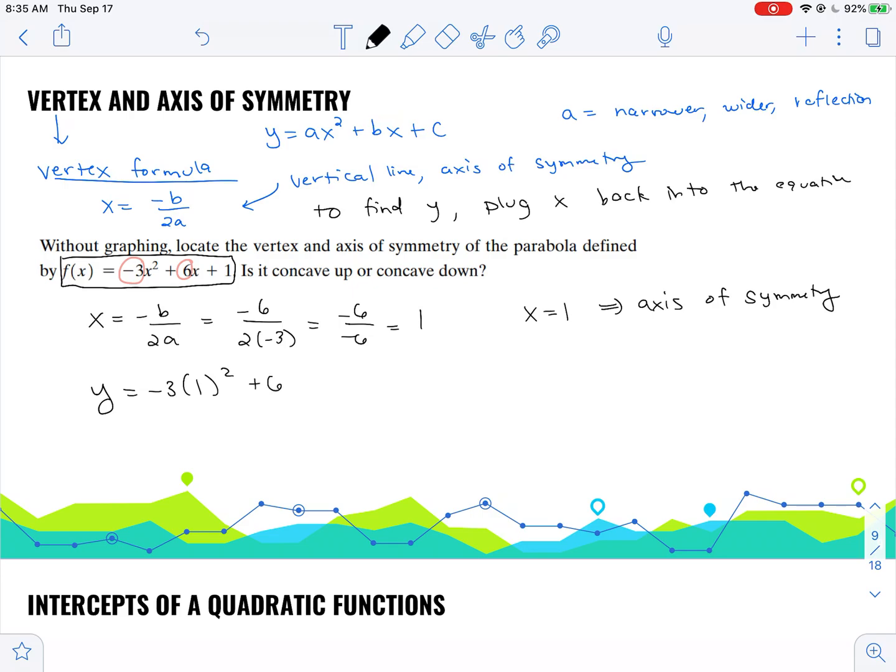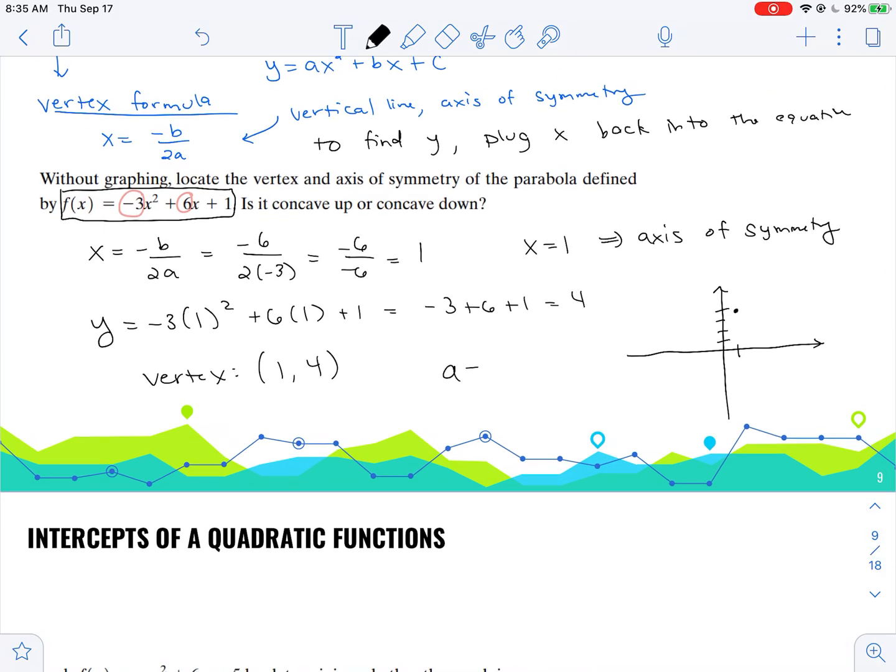To find the y coordinate of the vertex, just plug in 1 for all the x's. So this is going to be -3 times 1 squared plus 6 times 1 plus 1, which is -3 plus 6 plus 1, which is 4. So my vertex is going to be at the point (1, 4), and the axis of symmetry is x equals 1. If I wanted to sketch this really quick, the vertex is at (1, 4), and it's a sad parabola because the a coefficient is -3, so it's narrower, and it's going to be reflected, so it's going to go down. So it's a narrower, sad parabola. And that would be a sketch of its graph.